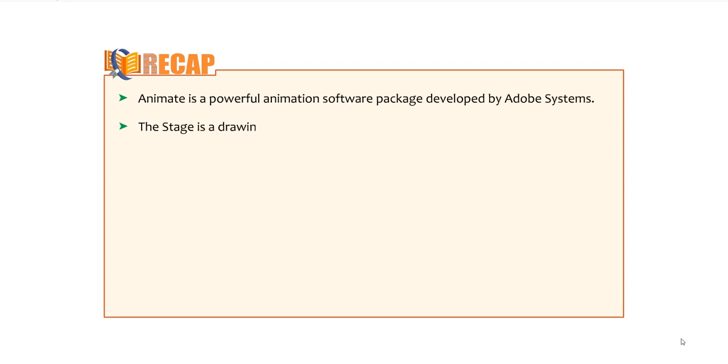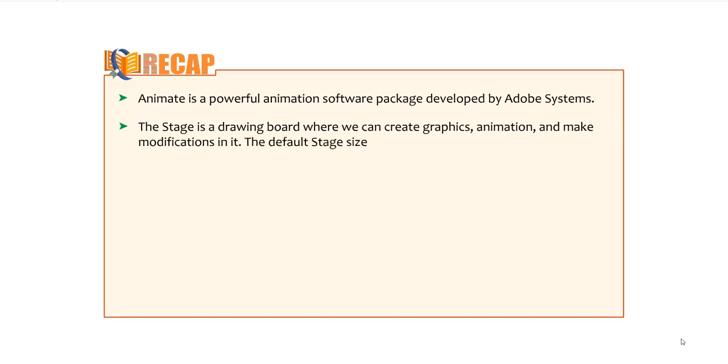Okay students, let us take a recap of this chapter. Animate is a powerful animation software package developed by Adobe Systems. The stage is a drawing board where we can create graphics, animation and make modifications in it. The default stage size is 550 x 400 pixels.